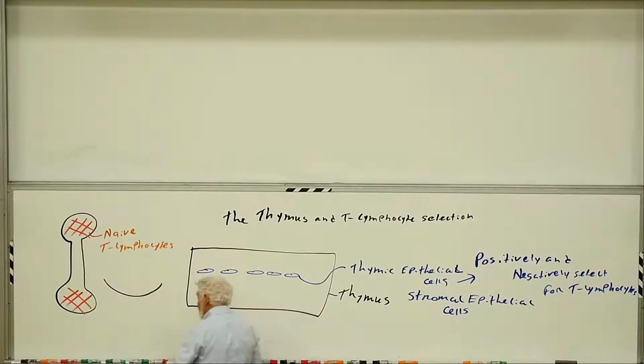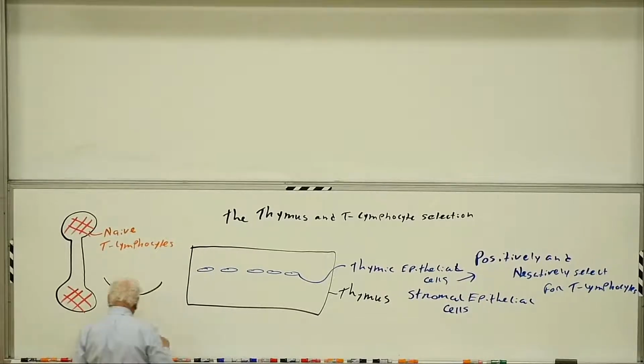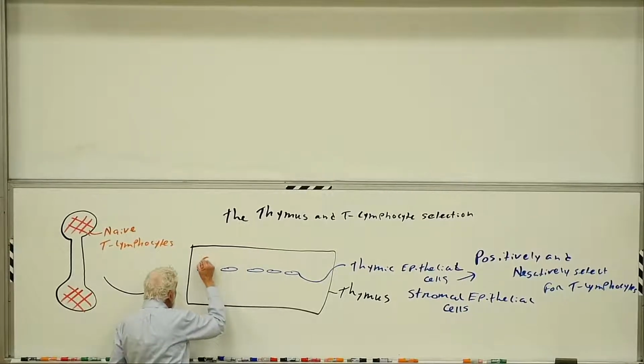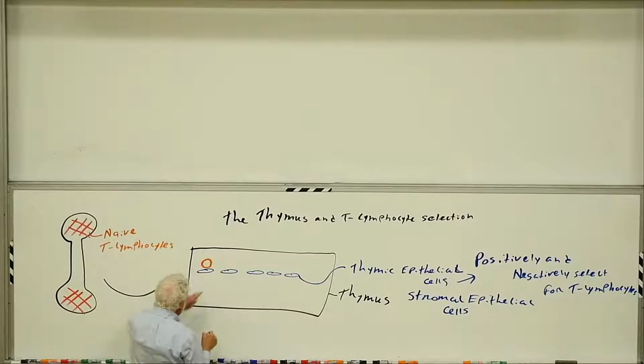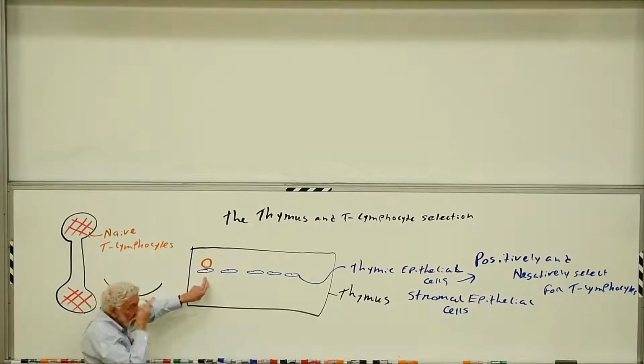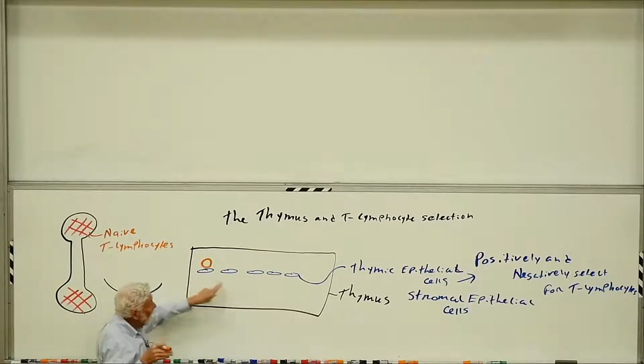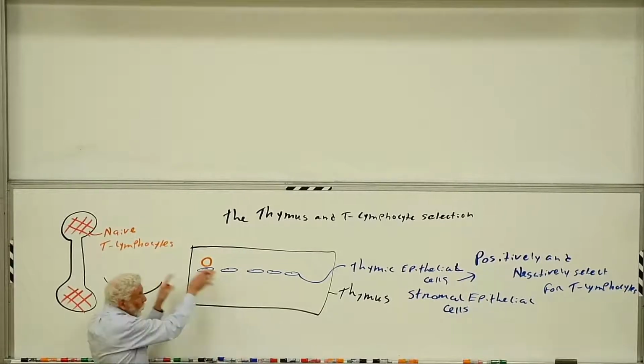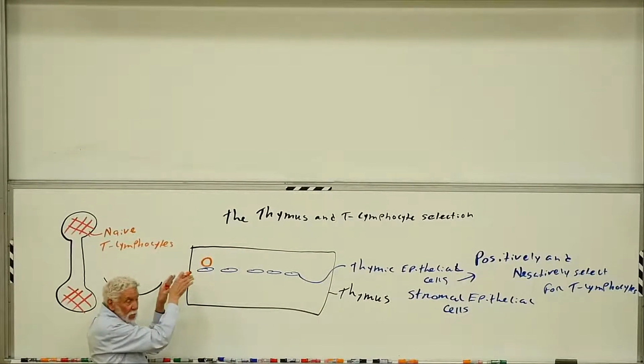The first thing that happens is that one of these orange naive T lymphocytes finds its way into the thymus, and it binds to one of these stromal epithelial cells. Now, if you get down into the weeds of this, you'll find that the thymus is divided into regions. There's a cortical region, there's a medullary region, and in truth, we're going to do some selection in the cortical region and some selection in the medullary region. But I'm going to simplify that. I'm going to say it's all done in one story here.